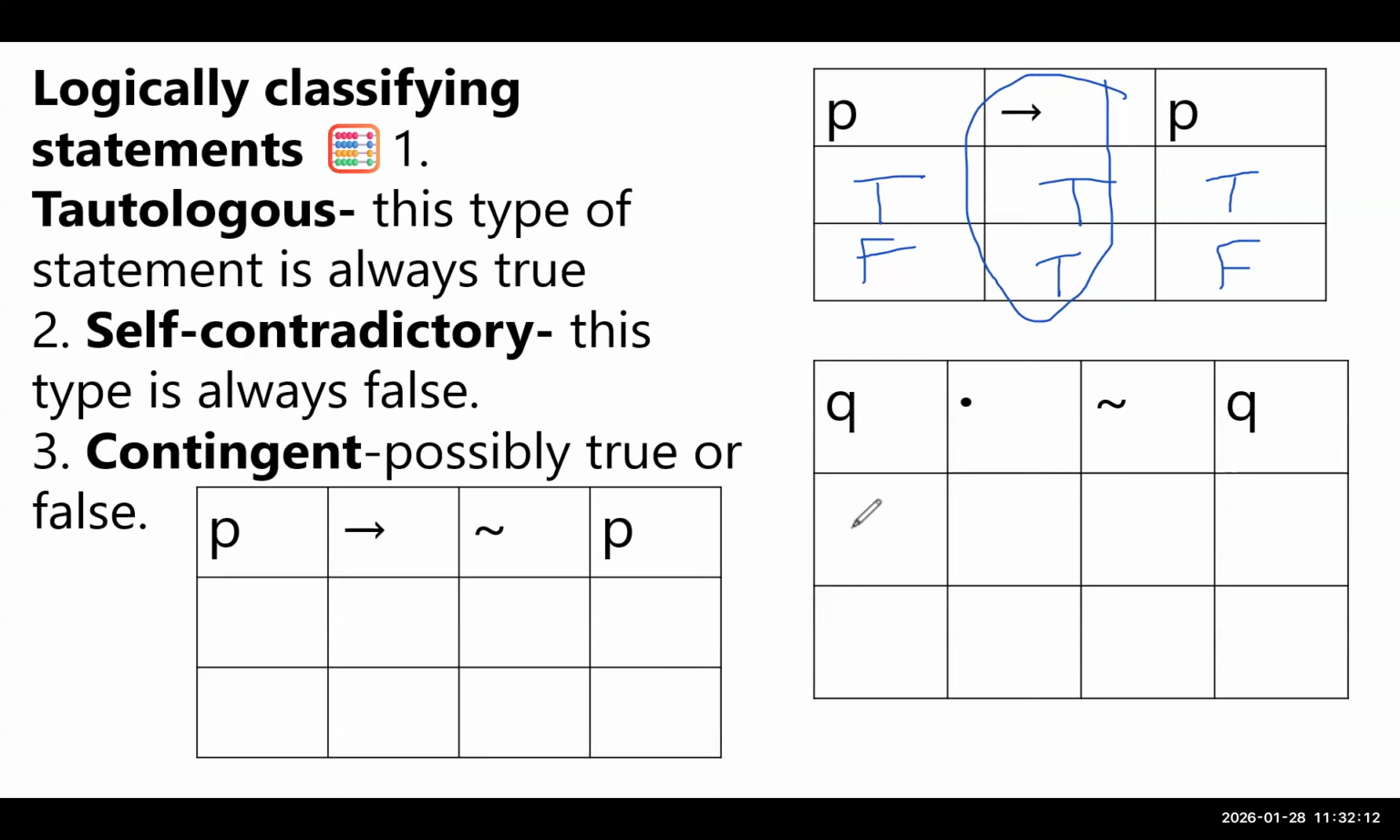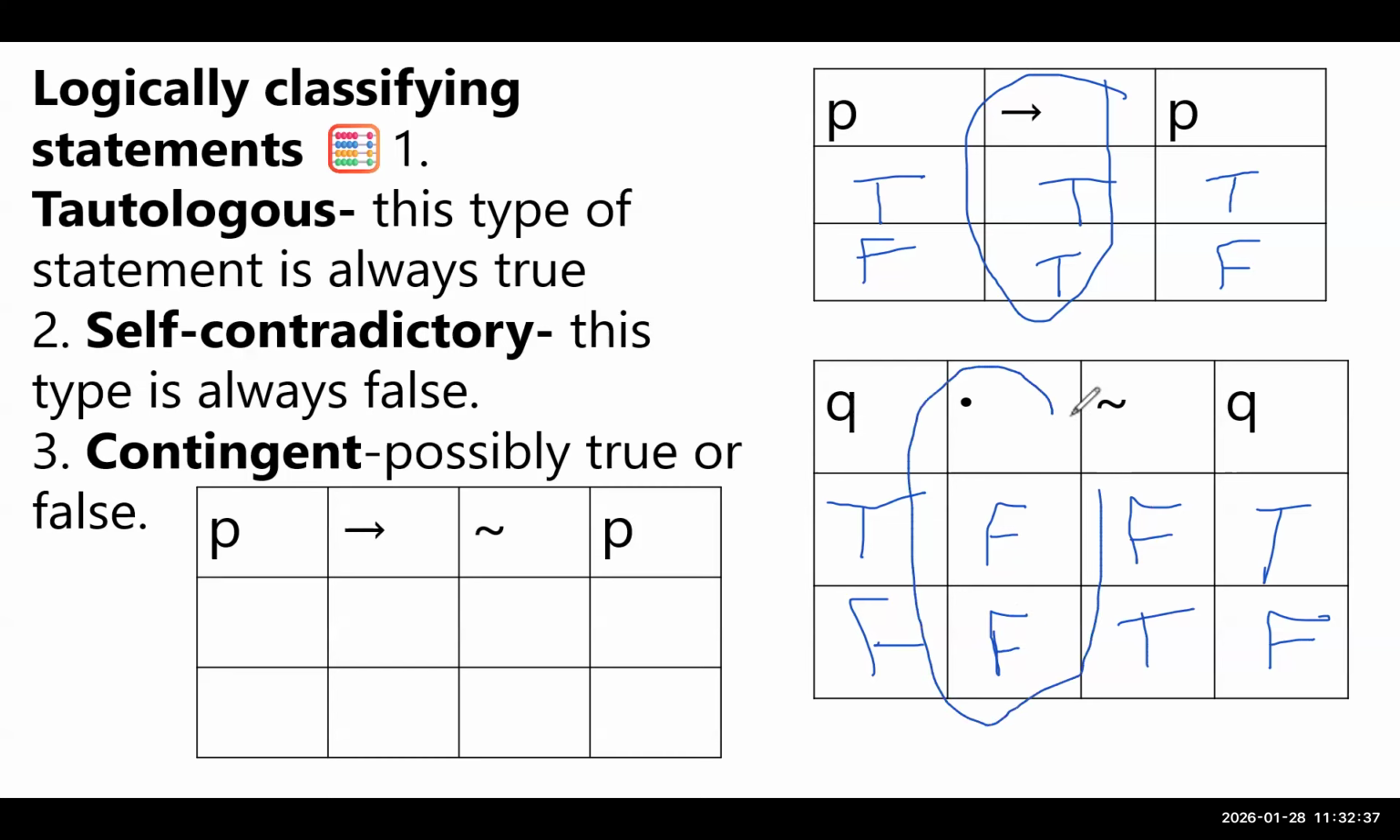Okay. Next, we'll do this one here with our Q and not Q. Again, we're going to have our values be the same because Q equals Q. And the negation of Q, we're going to put that in before we do our main operator. So this is our and. True and false is false. And false and true is false as well. So this one is a self-contradiction.